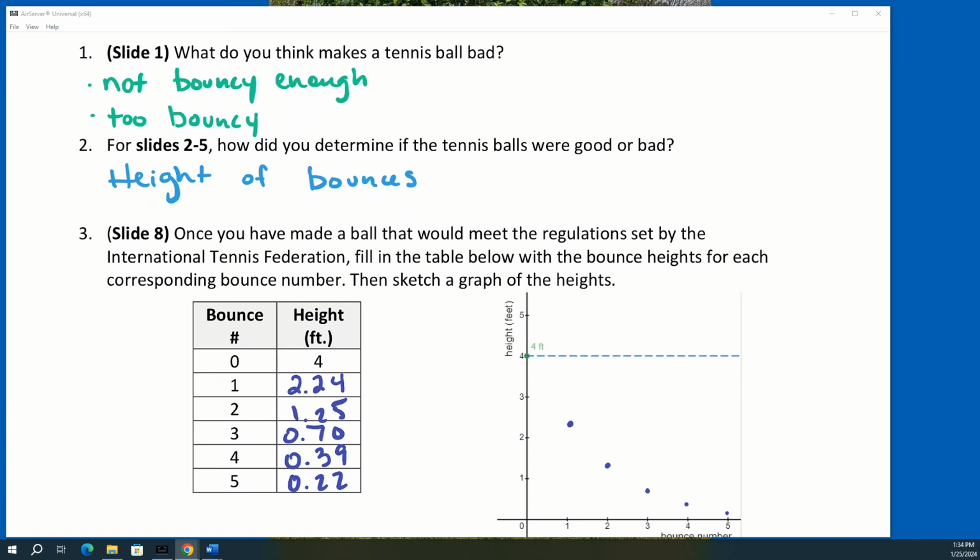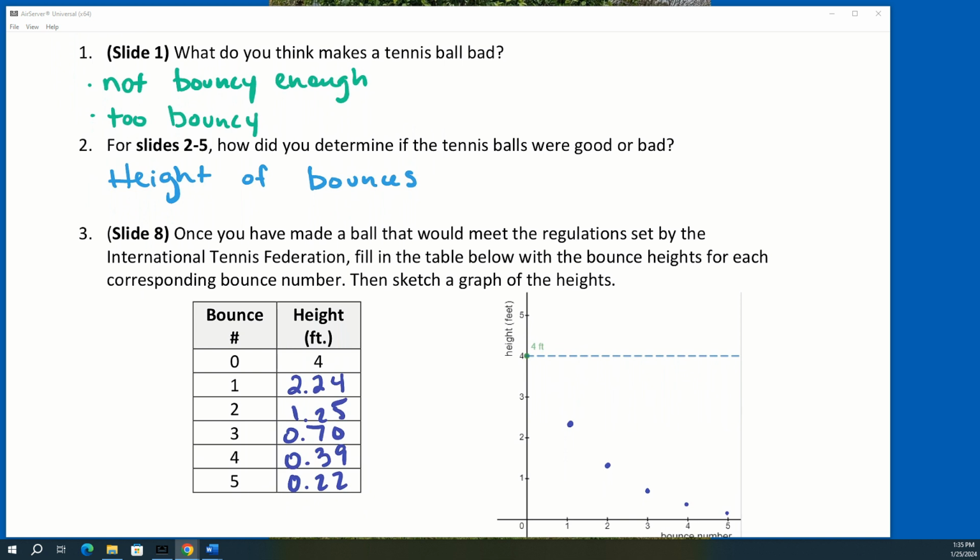All right, so deciding if a tennis ball is bad is basically all about the bounciness. They can be too bouncy or not bouncy enough. And then to make that decision, I assume you just looked at the height of the bounces. So I just looked at what the International Tennis Federation's rules were for a correct ball, and it needed to bounce back between 53% and 58% of the original height.